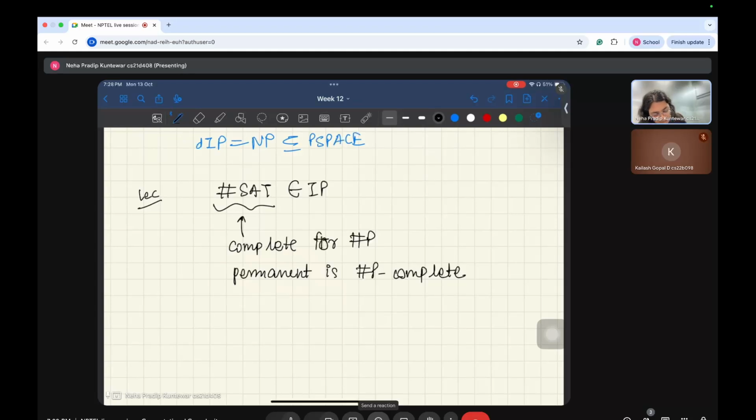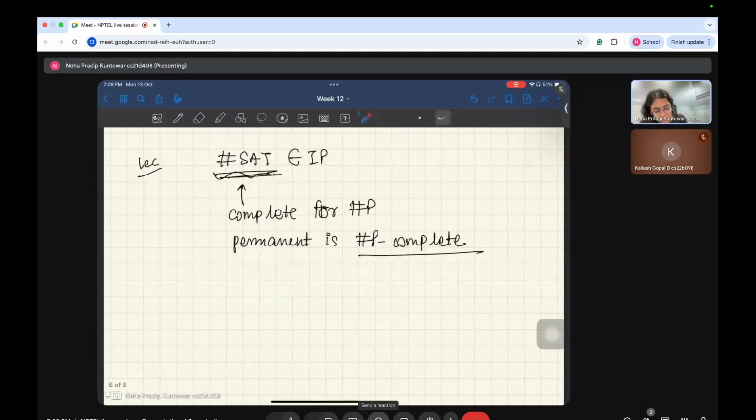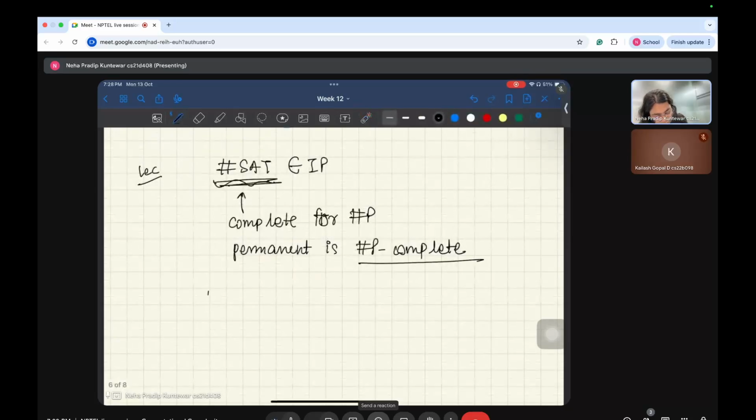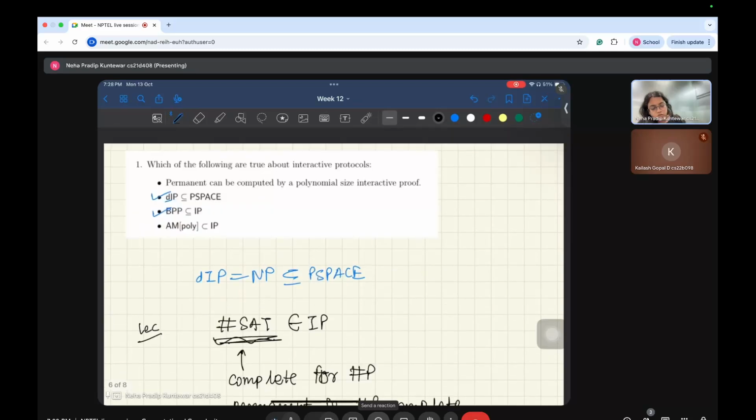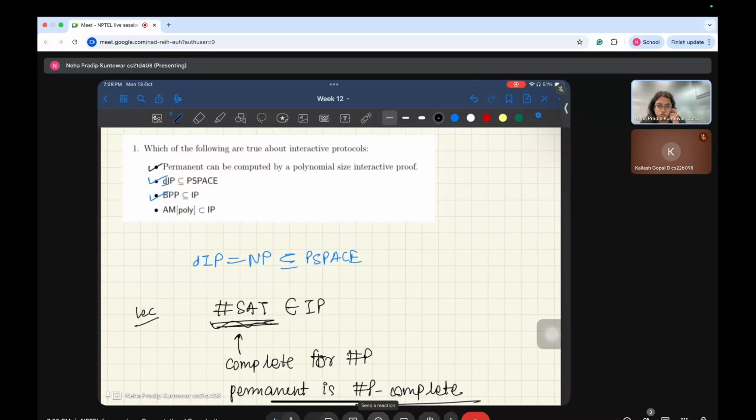But anyway, we don't need to get into the actual reduction. We'll just use the fact that it's sharp P complete. Because you have an interactive protocol for SharpSAT, which is a sharp P complete problem, you can use the same reduction to get a protocol for the permanent problem. So therefore we know that permanent is also in IP. So this statement is also true.